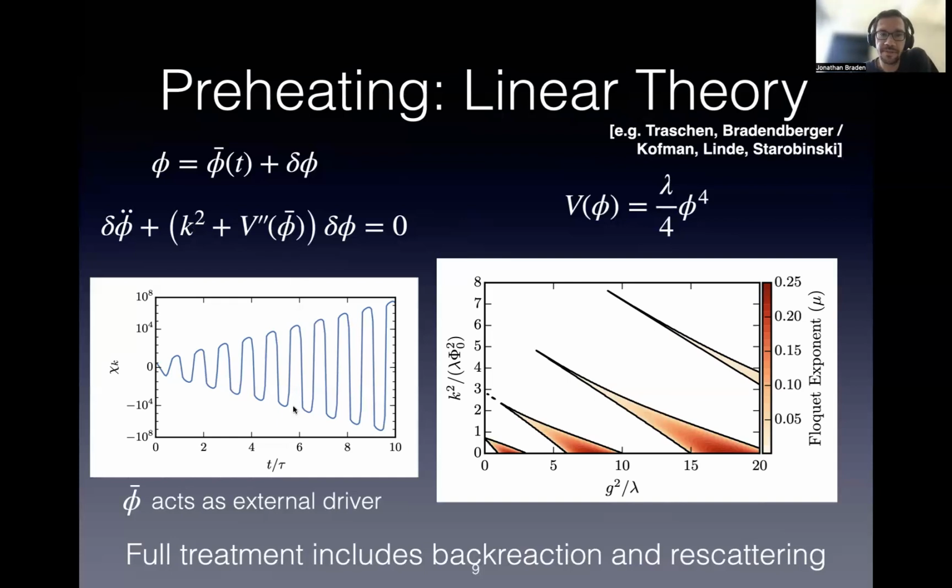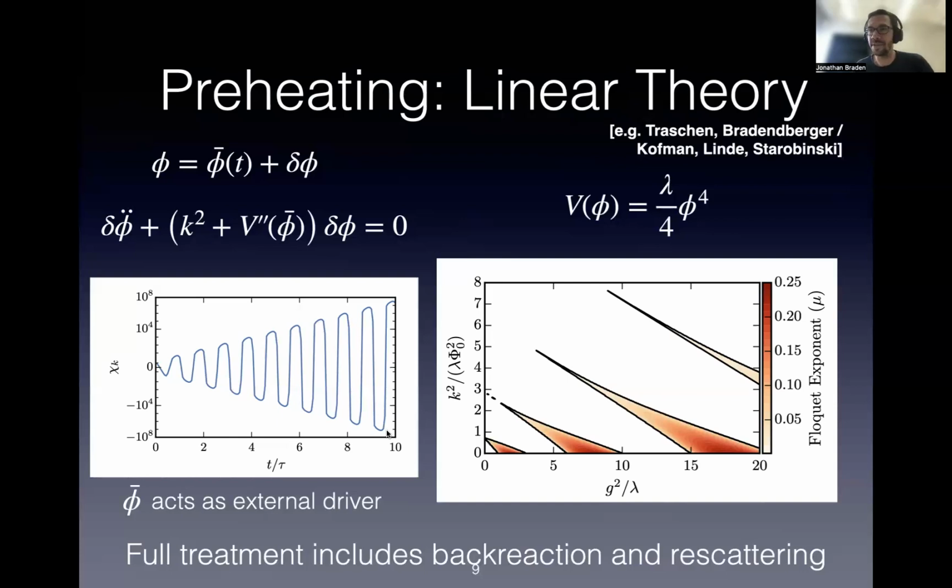And so what I'm showing in this figure on the left is just one example of solving this equation for a particular choice of potential and k, where we see there's this exponential growth in the modes. Okay, and so what will happen is the initially small quantum fluctuations will grow exponentially fast in linear perturbation theory, okay?